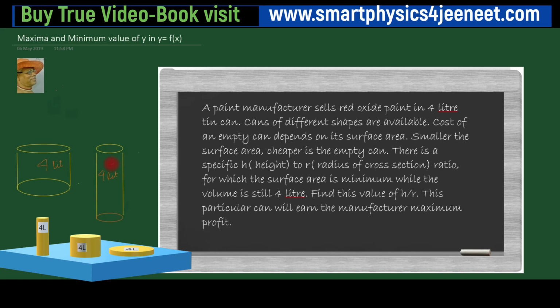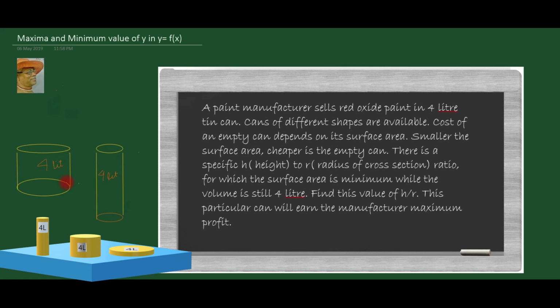Surface area depends on what? The surface area of a cylinder is given by 2 pi r into h, where h is the height of the cylinder and r is the radius of the cross-sectional area of the cylinder. So the volume is 4 liter while surface area depends on two parameters, one is h and the other one is r. By suitably choosing the ratio h to r, you can reduce the surface area of the can while keeping the volume fixed at, for example, 4 liter.